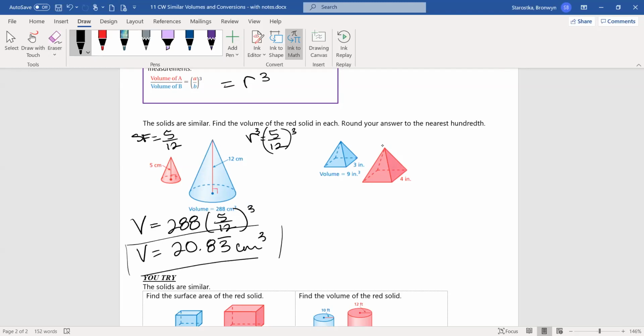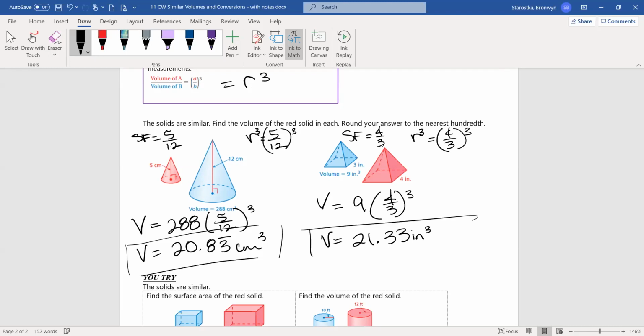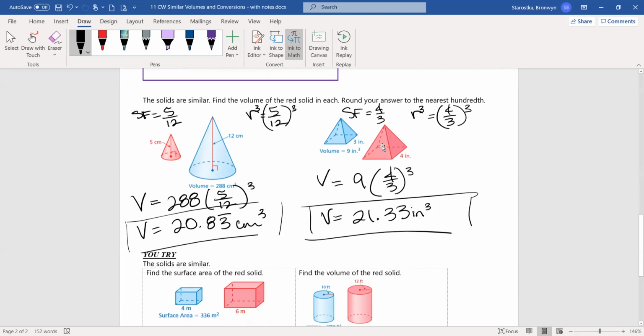Here we're getting bigger. So we can either do 3/4 or 4/3. Our scale factor is 4/3. If R also equals 4/3, then R cubed is 4/3 cubed. Volume equals 9 times 4/3 cubed. Plugging it into the calculator, the volume is 21.33 inches cubed. So we have a couple more to try.